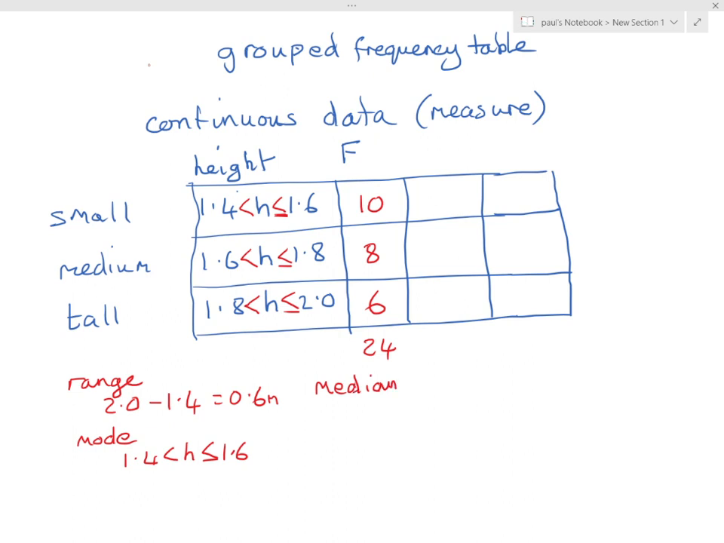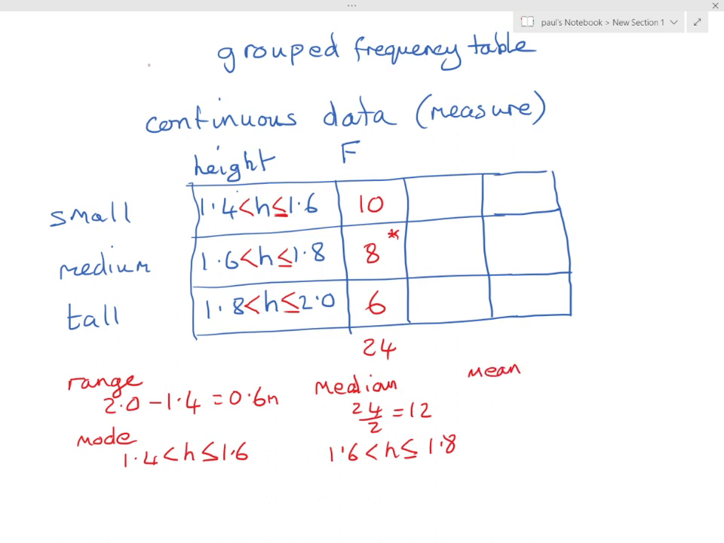Now the median is the middle value, so 24. So we're going to do 24 divided by 2, which equals 12. So count down 12 from the top: 10, 11, 12. It's going to be in here. So the median is now 1.6 to 1.8. Yeah.